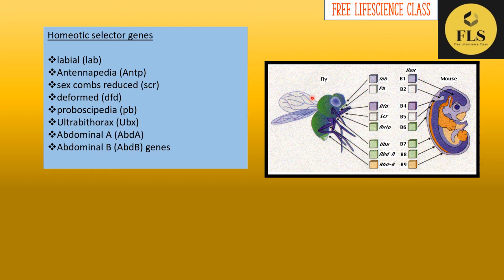Each of the genes has a specific role in development. Labial and deformed work together to form head segments. Then Antennapedia and sex combs reduced help in forming the thoracic segments. Like that, each of the genes has a specific function, and we can look at it in the next slide.